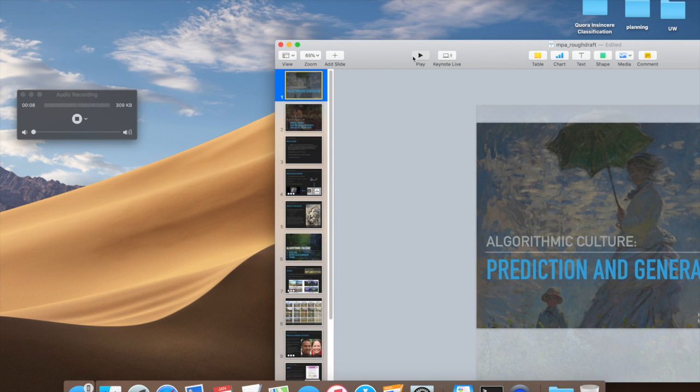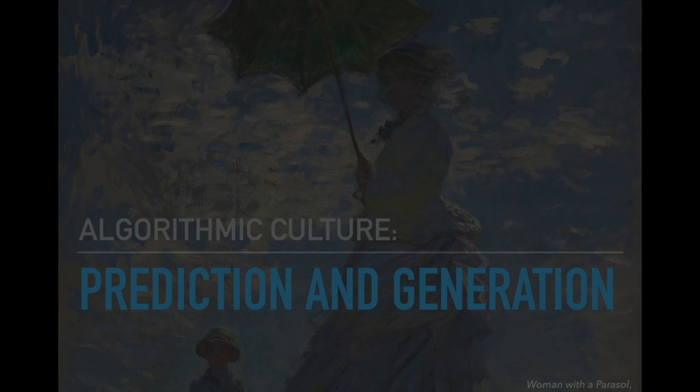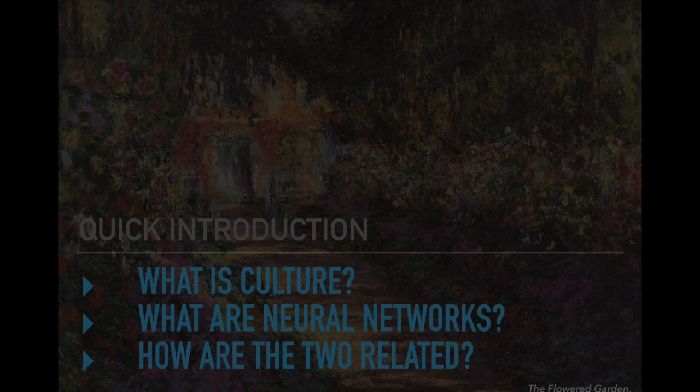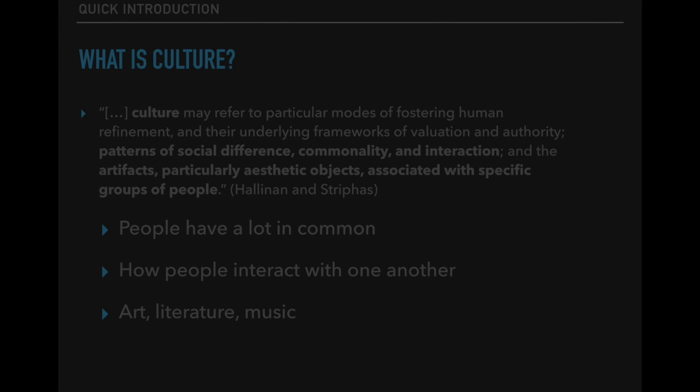So, this is my presentation on how culture is being quantized. Firstly, I'm going to explain what culture is. I'm going to explain what neural networks are. I'm going to explain how neural networks are quantizing culture and what that means exactly. So, firstly, what is culture?